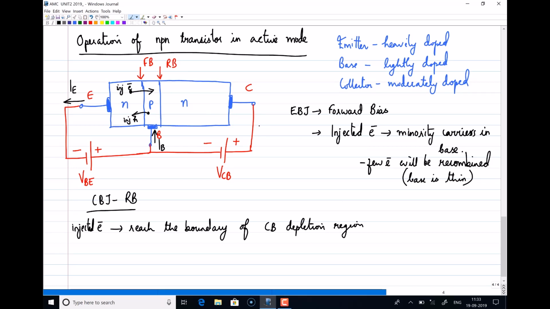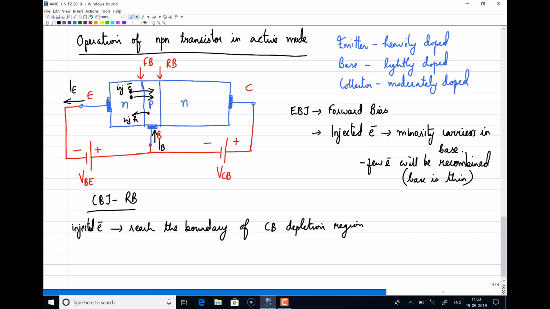Now, the collector region is N, but the collector is connected to a high positive value. This junction is reverse biased, but the collector is connected to a high positive. So since the collector is made more positive than the base, the successful electrons, the electrons which have reached the collector base junction, will be swept across the collector base junction depletion region into the collector.